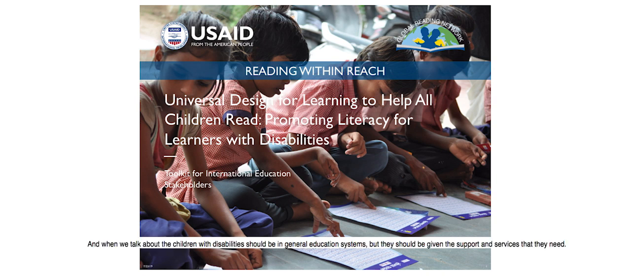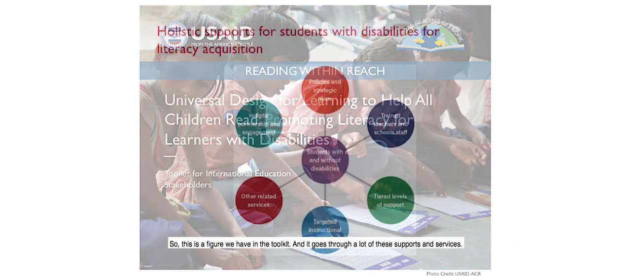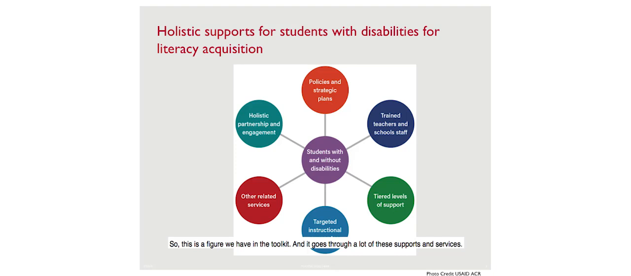And when we talk about children with disabilities being included in general education systems, they should be given the supports and services that they need. This session talks about what those supports and services are. This is a figure that we have in the toolkit, and it goes through a lot of these supports and services. We wanted to show the range of supports and services.